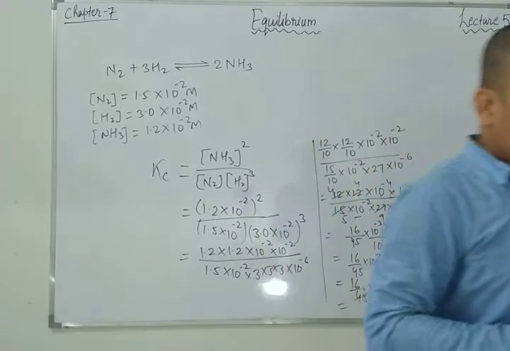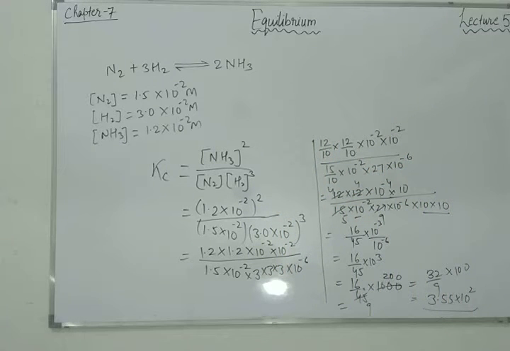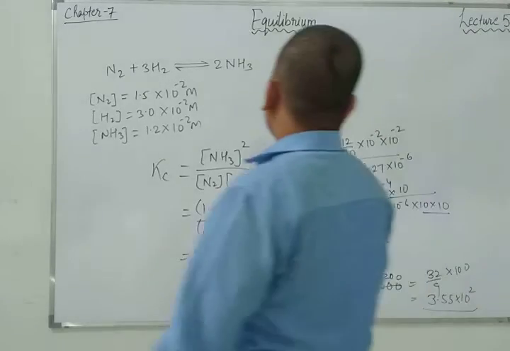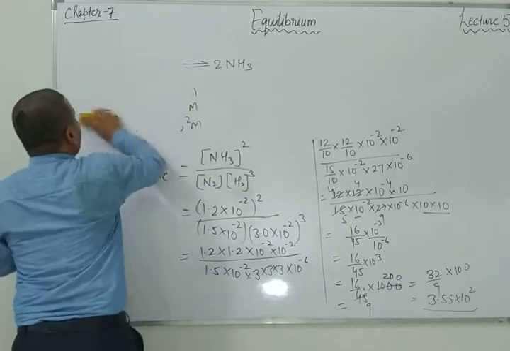Okay, in the NCERT it's given wrong. 1.06 is the wrong answer. Yeah, I'm sure it's the wrong answer. So this will be your right answer, 3.55 into 10 to the power 2. Now let's come to the second question. All the answers can't be wrong. So let's see what the second question is saying.